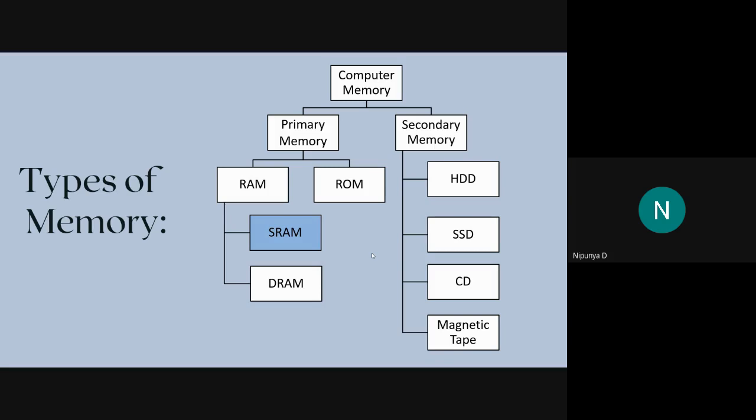Whereas ROM will be able to store the information, whatever we have written or read, even when there are power disruptions. Within RAM we have two types, that is SRAM and DRAM. So in this session we will be dealing with what exactly SRAM is all about.